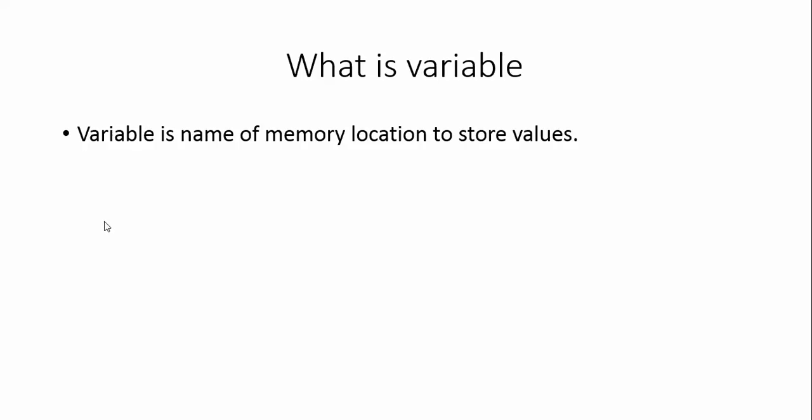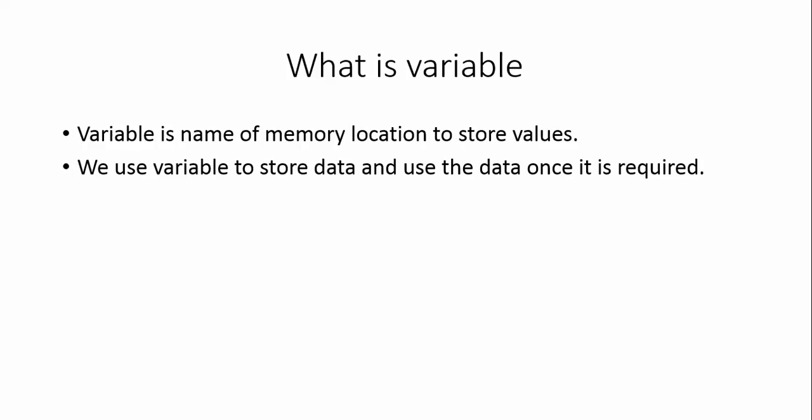In few minutes, we will declare a variable, we'll store some data. Then you will understand this line clearly. So as of now, variable is just a name of the memory location where we are storing the values. And we use variable to store data, and we will use that data once it is required. So today we'll see different data type and we'll store values and we will use those values in our program.